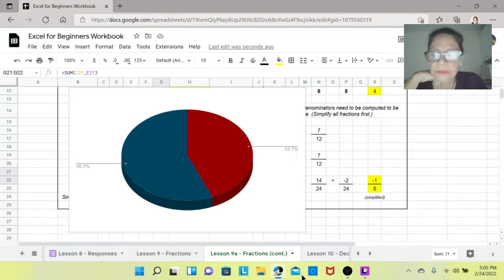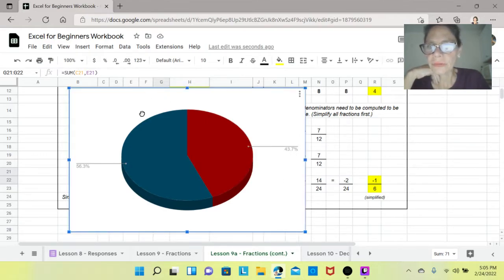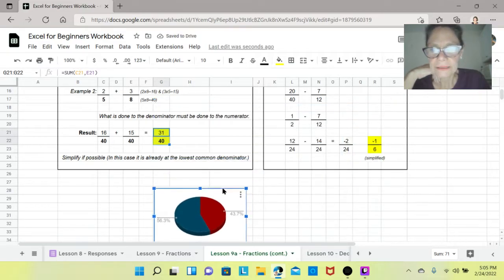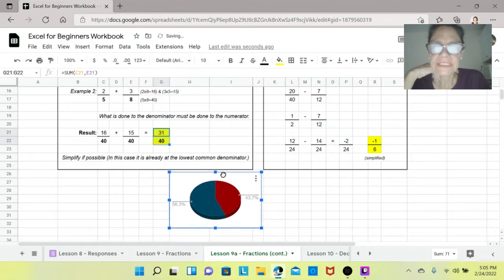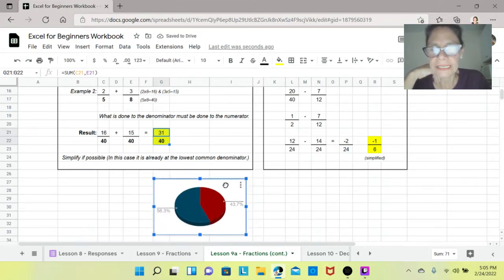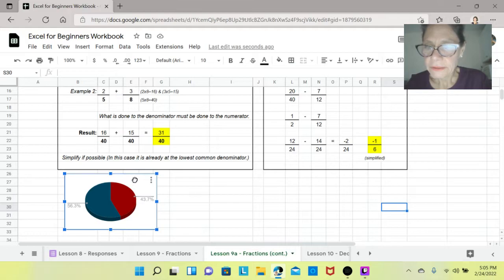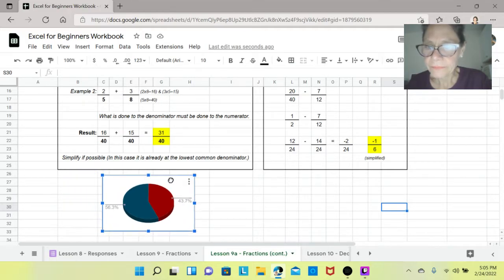Here, and you can move that chart around. Make sure that the blue is all around. You go like this, you can shrink it. If you're doing a presentation, you put it where you'd like to put it. And so that's adding the fractions. I'll leave it there for now. See how you can drag it around.